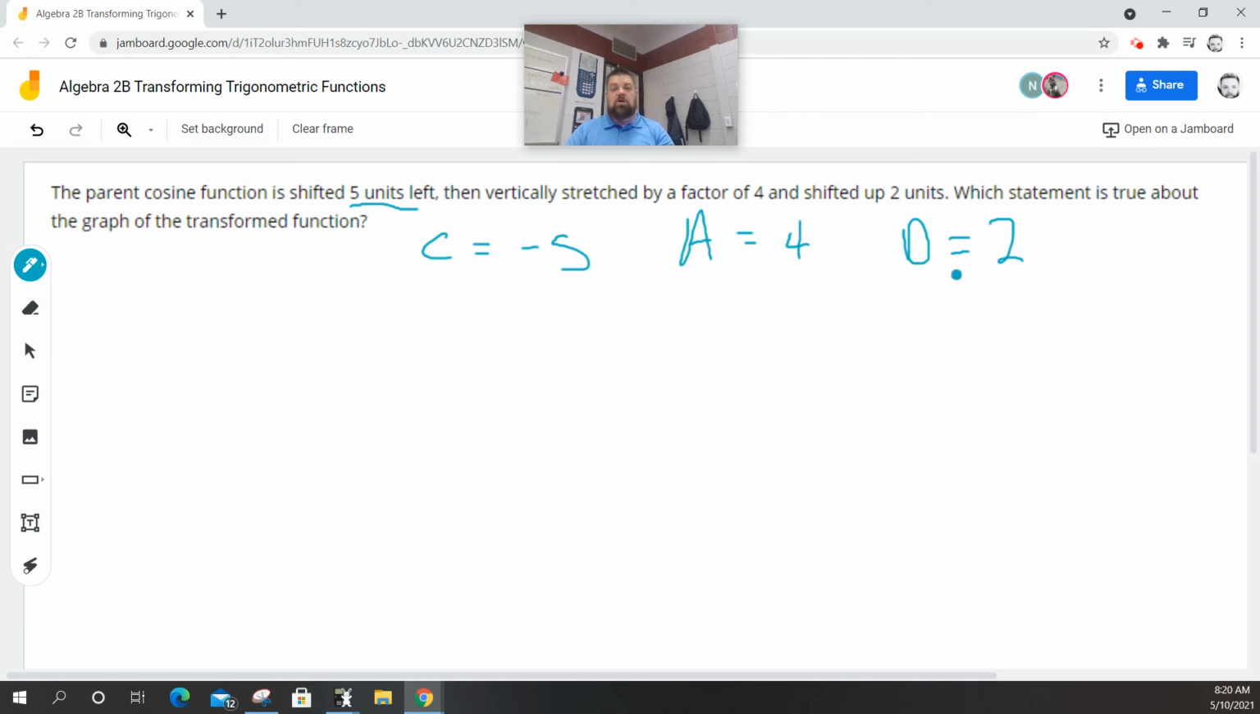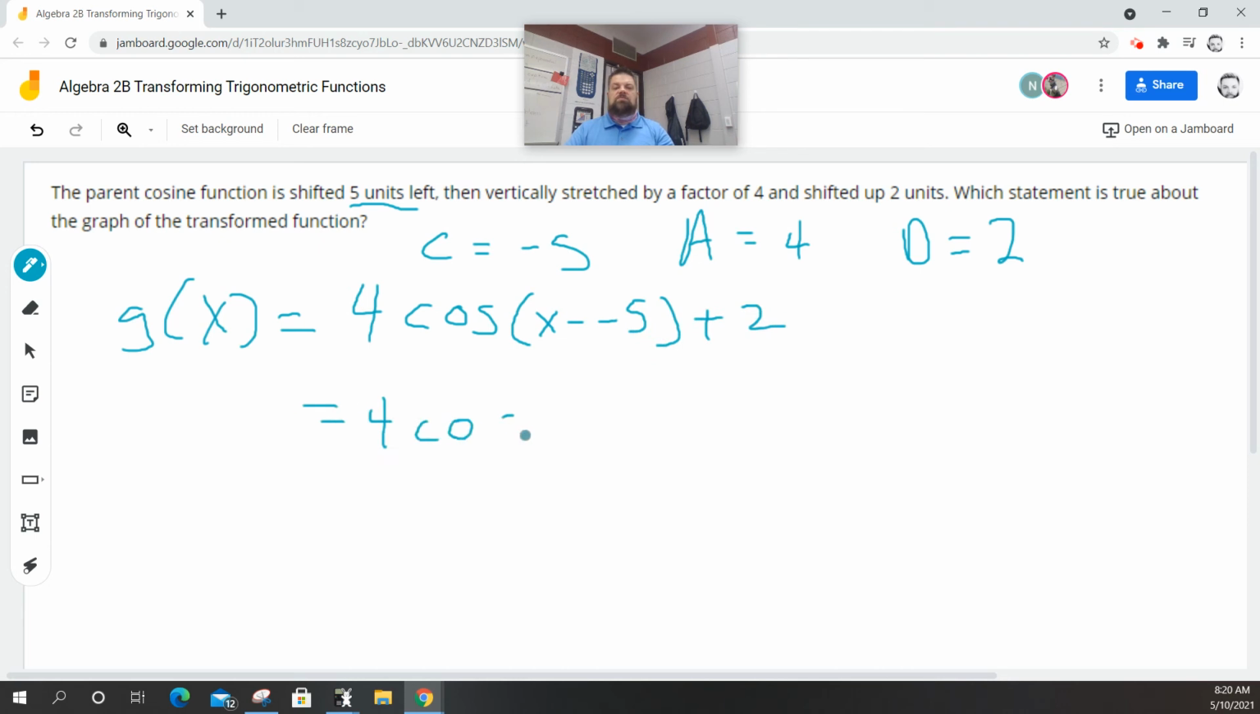Which statement is true about the following graph? So the function for this parent function, g of x, is equal to 4 cosine of x. Now remember, it's minus minus c, which is minus minus 5, plus 2. Or 4 cosine of x plus 5, plus 2.